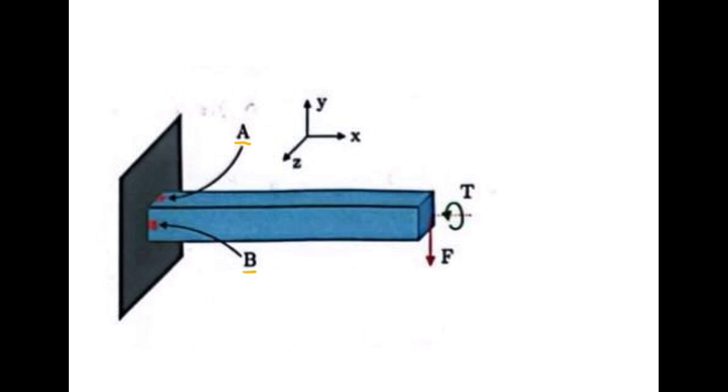Neither element A nor element B experiences axial stress because there is no force acting along the beam's length that would cause direct compression or tension. Additionally, pure shear stress does not occur because there are no opposing in-plane forces acting directly across the face of the beam. The only shear stresses present are due to the transverse shear and torsion.